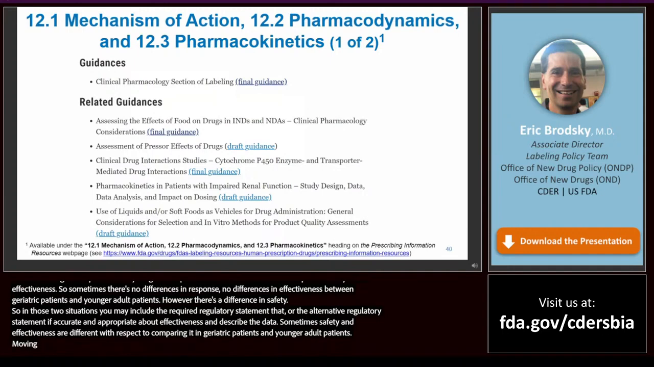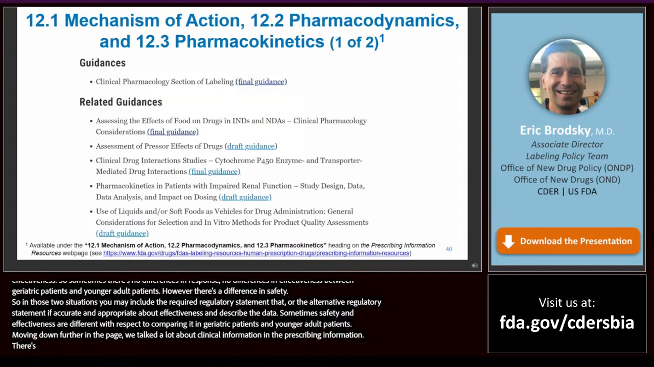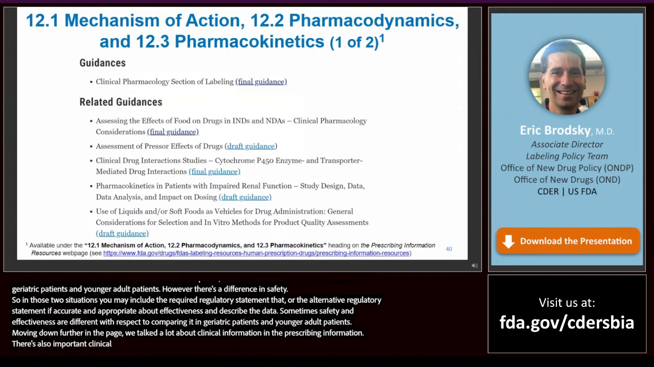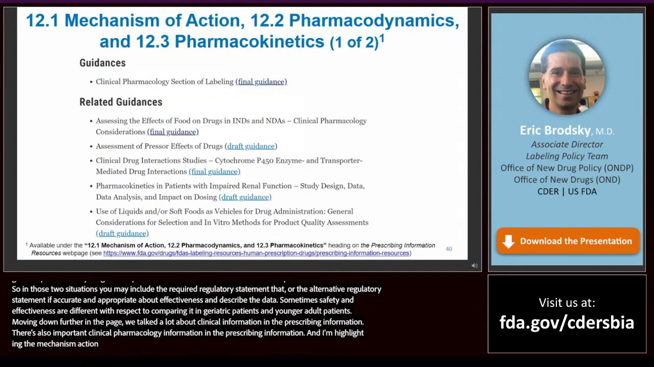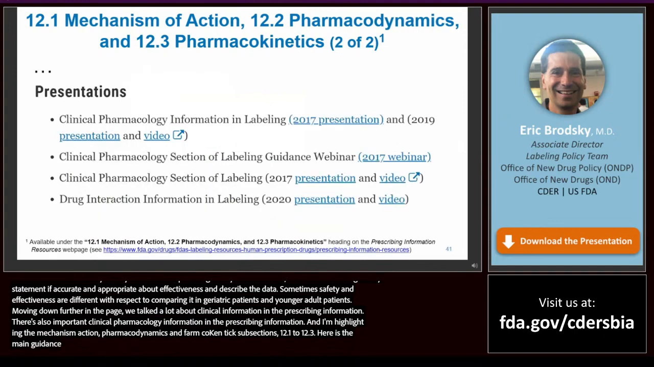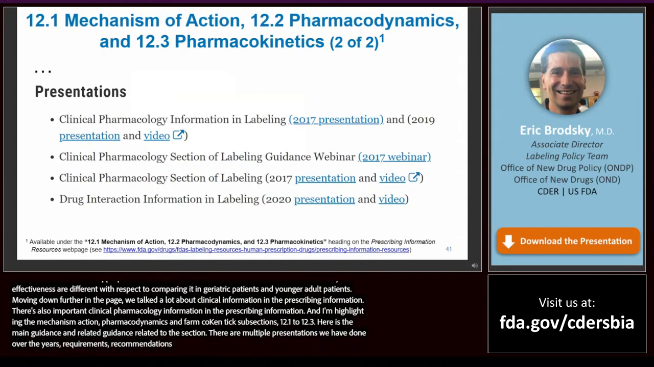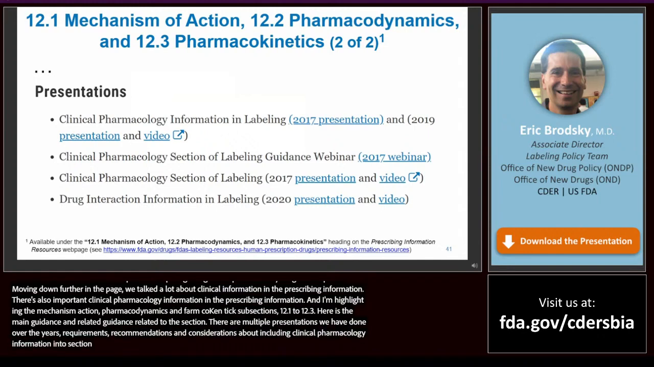Moving down further on the page, we talked a lot about clinical information in the prescribing information. There's also important clinical pharmacology information in the prescribing information, and I'm highlighting the mechanism of action, pharmacodynamics, and pharmacokinetics subsections, subsections 12.1 to 12.3. Here's the main guidance and related guidance related to that section. There are also multiple presentations we've done throughout the years about some requirements, recommendations, and some considerations about including clinical pharmacology information into Section 12, the clinical pharmacology section of labeling.